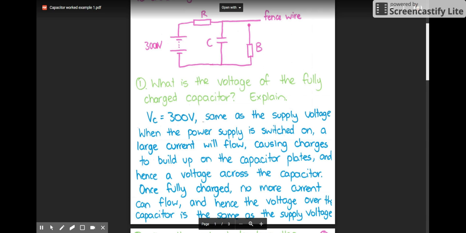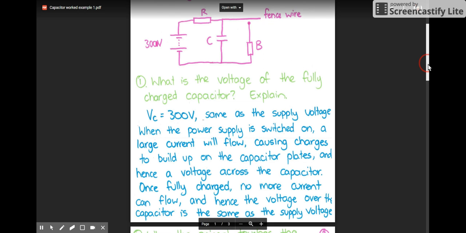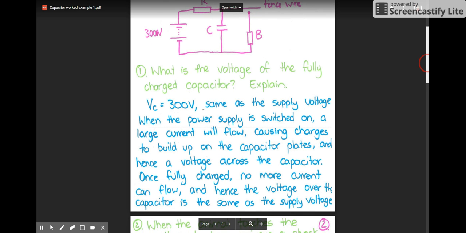Of course, if you want to extend this answer, you could talk about the time constant and how this will take time to happen. You don't know yet what the resistor R is, but you could talk about how you would control the time constant. However, this is a complete answer. This is a perfectly fine, complete answer.